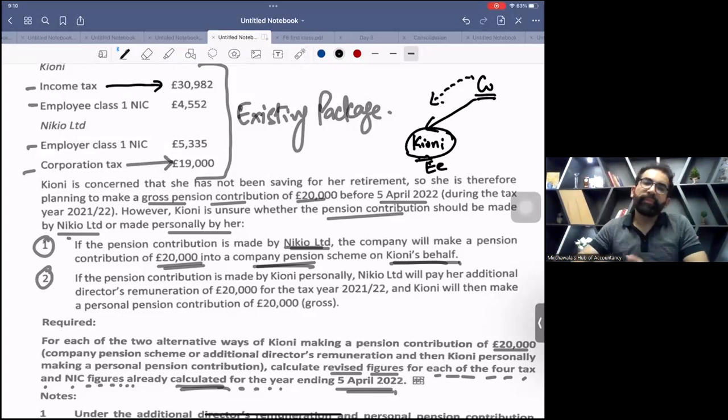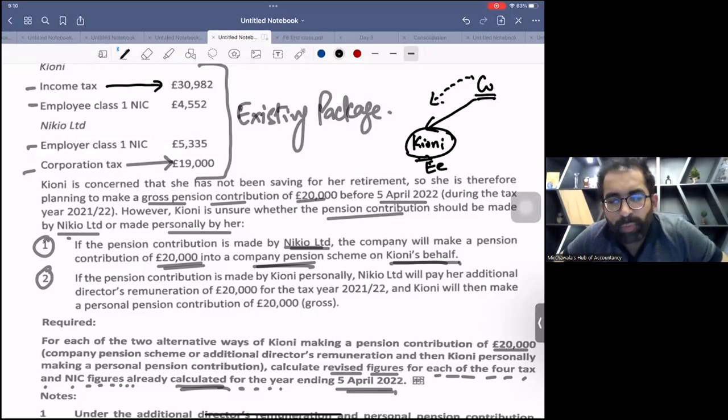One more thing. When there is no change in the employment income, there will be no change in class 1 employee NIC and class 1 employer NIC. Think about it deeply, please. No change. This is a non-cash benefit and it's not a taxable benefit, so there is no class 1A NIC as well. So these first three numbers will remain the same, but yes, corporation tax.